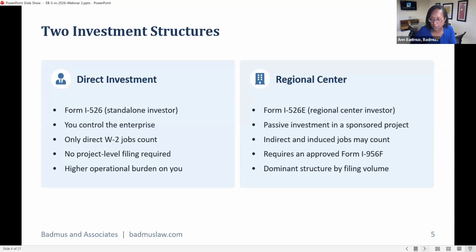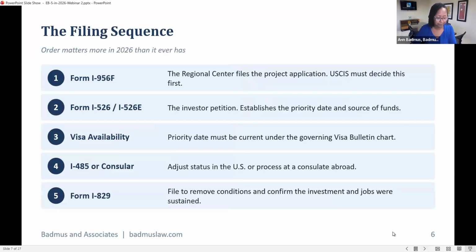And so that brings us to the filing sequence. There are 5 steps in this order. If you are applying for a regional center, then the first step is the form I-956F, where your regional center files the project application, and the USCIS must have approved that first or decided that first before you can go to step 2, which is your actual investor petition if you are the investor.